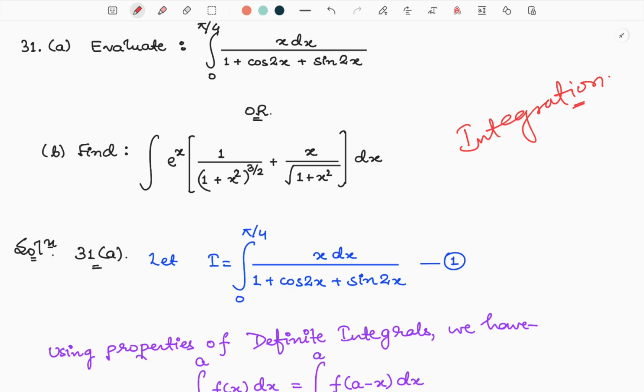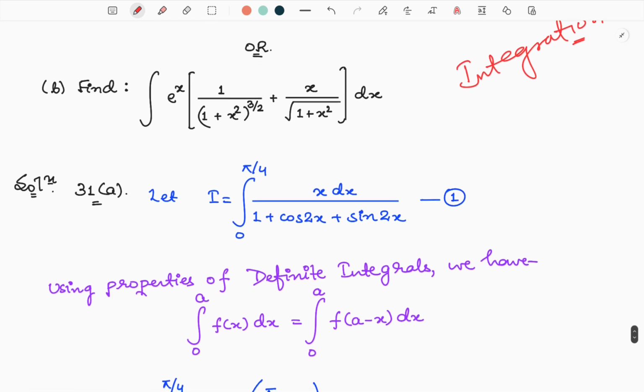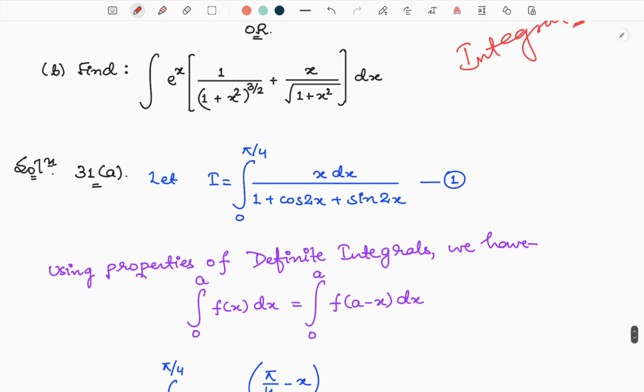Let's solve question number 31a. It is asked from the chapter of integration, and that too definite integral. Now here we are seeing integral of x dx upon 1 plus cos 2x plus sin 2x from 0 to pi by 4. Now here we will use a property of definite integral. You should immediately recognize that this is not easy to solve without using any property. So that means this question should involve the properties of integral.